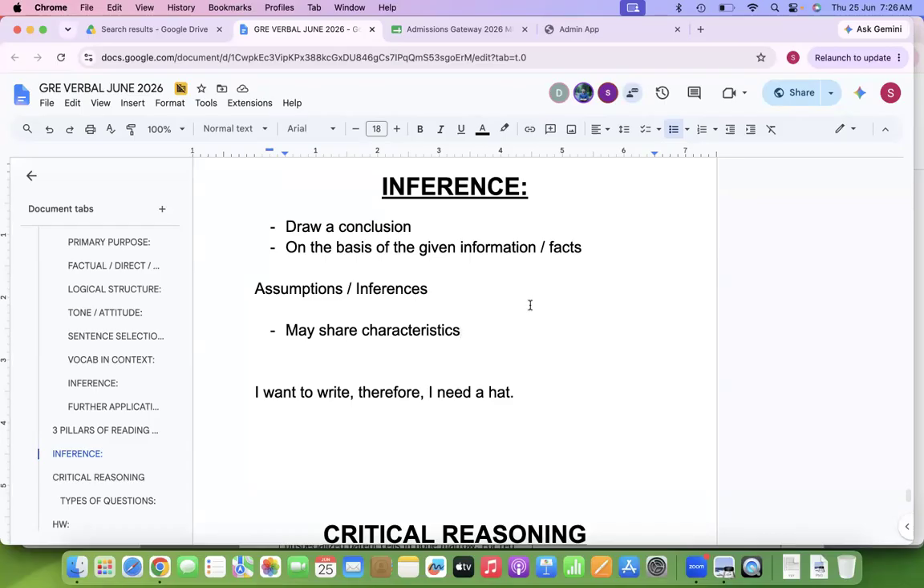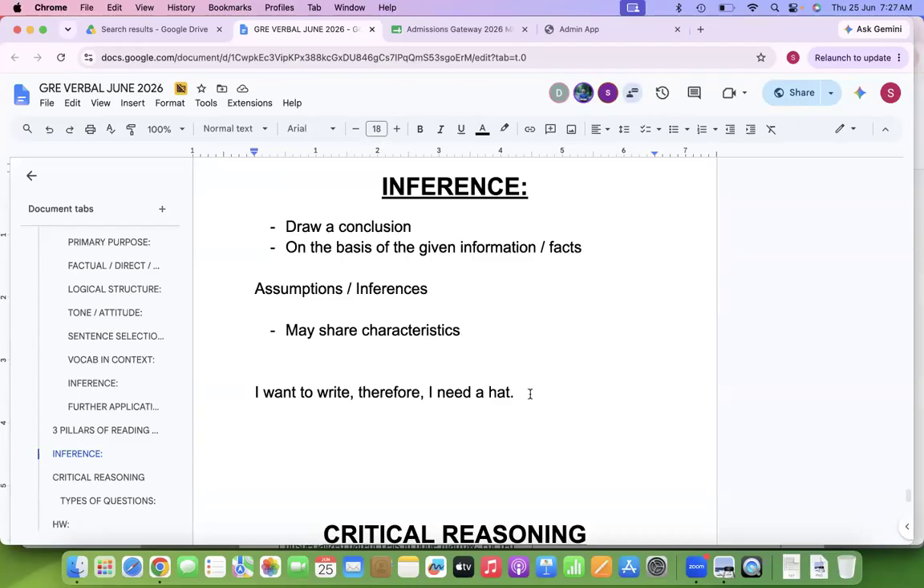Okay, Ayush, what inference will you draw? Based on I need a hat, the conclusion is like the author is writing and wants to write, and the author also needs a hat. So I don't see a connection between why a hat should be needed to write. But the author suggests that the author needs a hat to write.